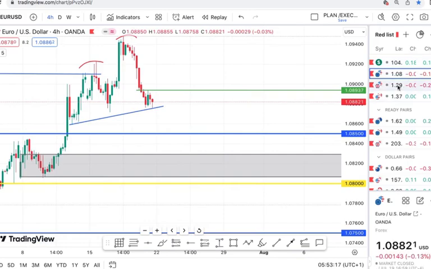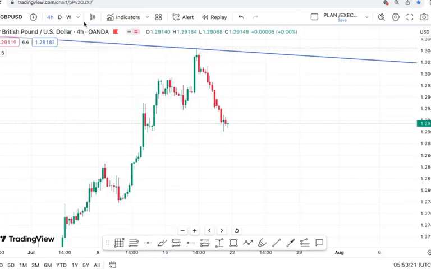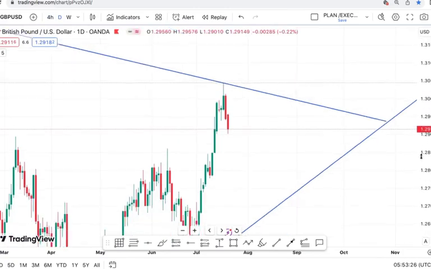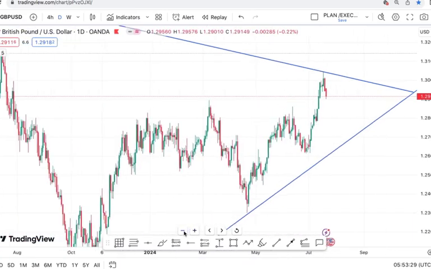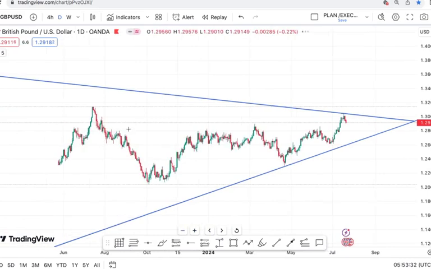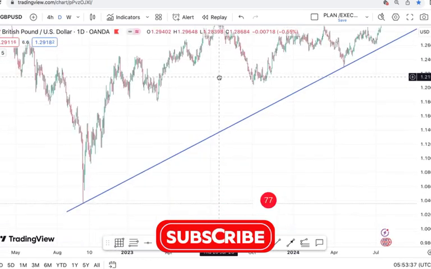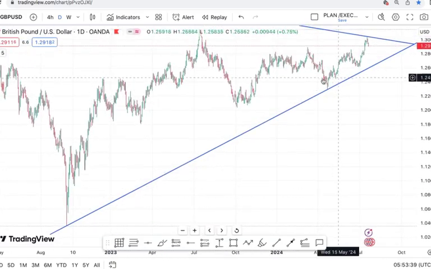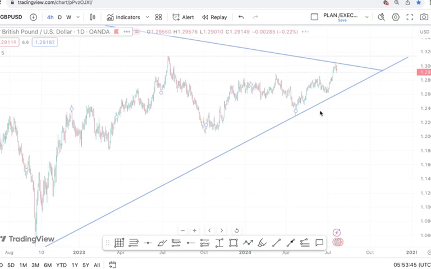The next on my calendar is GBPUSD. GBPUSD has been a very interesting pair throughout this week. On the daily, look at this daily trend line that has been coming all the way from here. Price tapped once, a second tap, and maybe price is looking to tap a third time, but let's see.